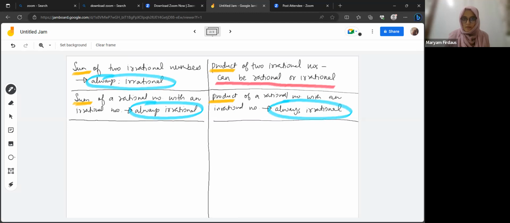Zen, unmute please. Yes, ma'am. So tell me what will be 2 root 11 minus root 11. Yes, Zen, I'm asking you.